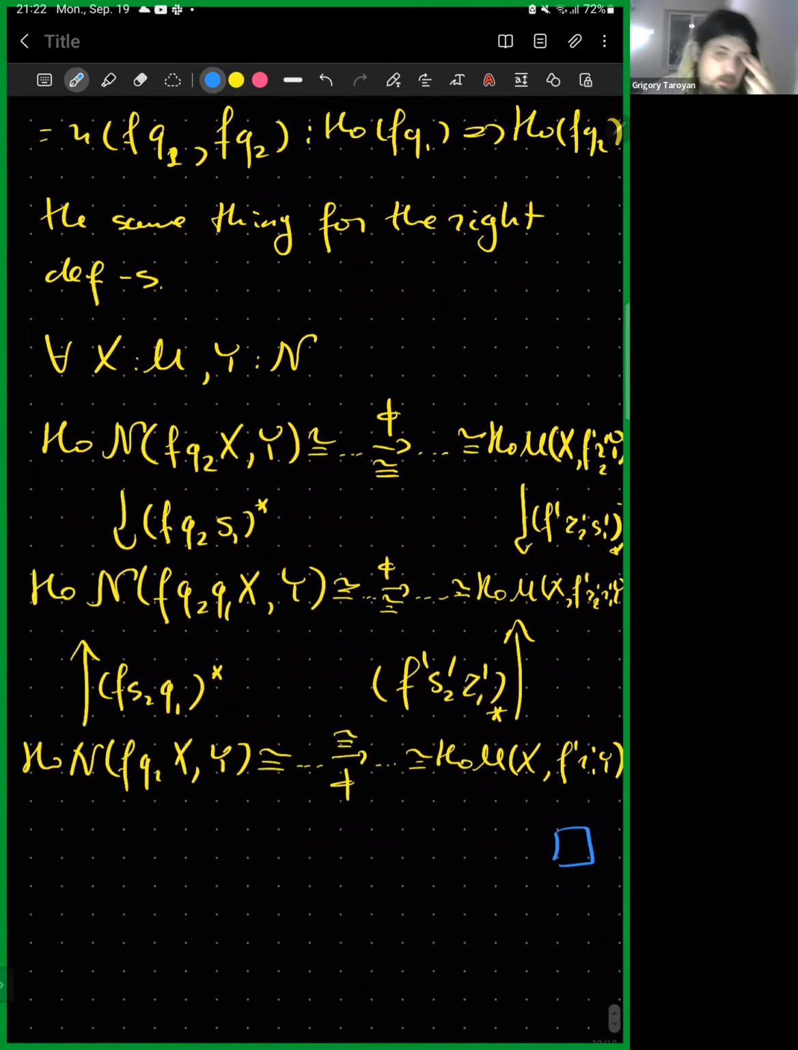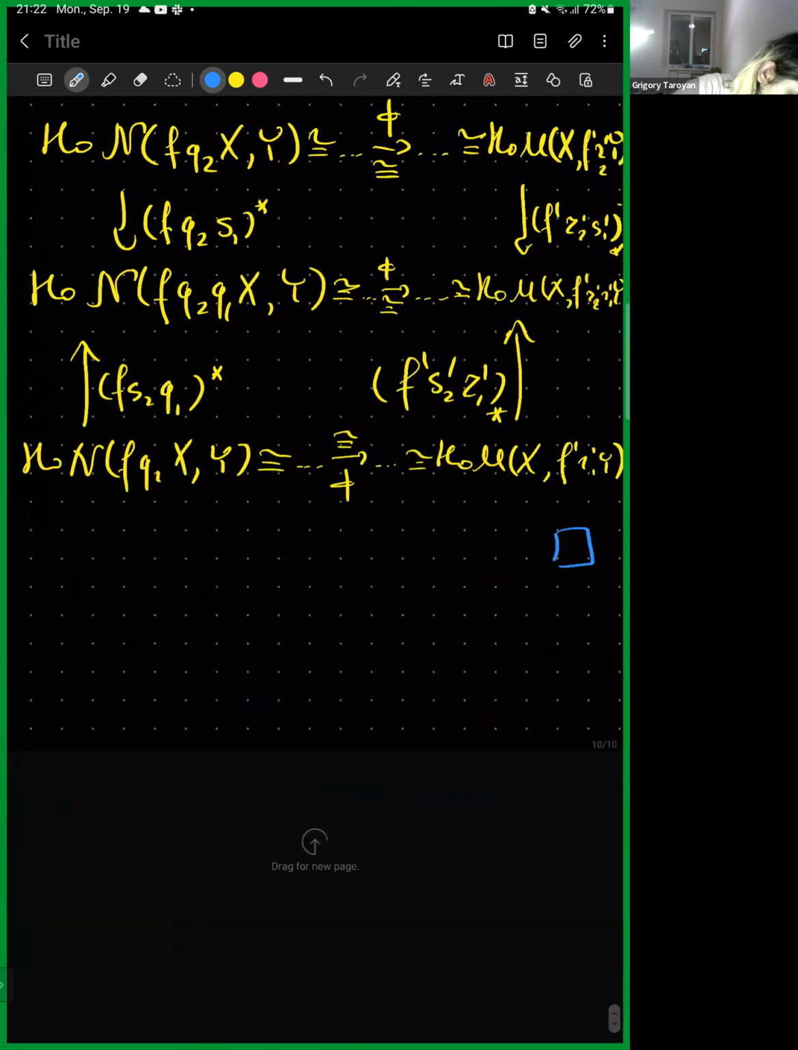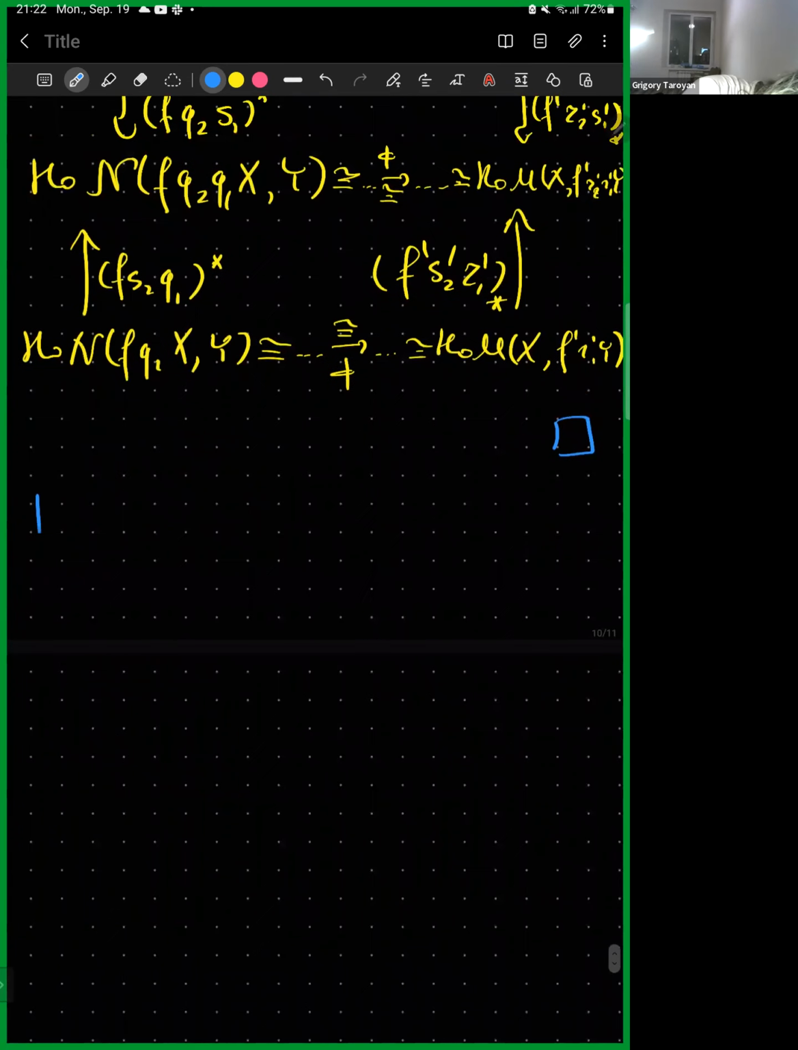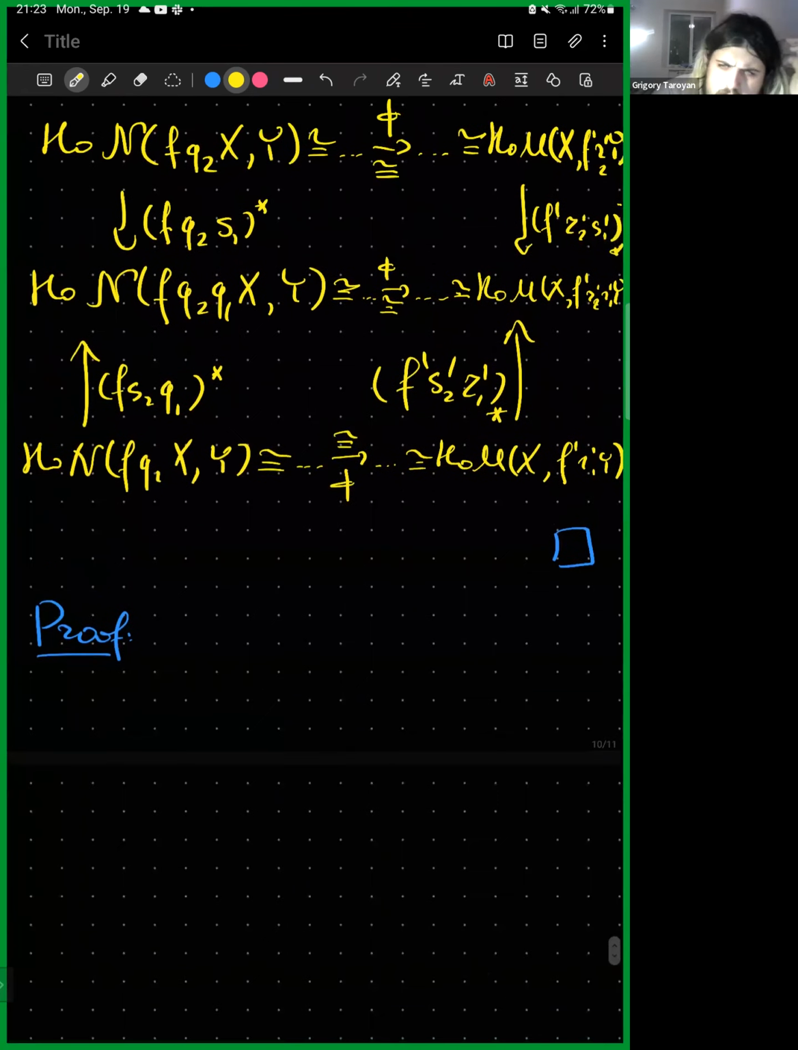Okay. So now let's prove the second proposition, which states that the composition of derived adjunctions is the same as the derived adjunction of the composition. As we established just a moment ago, it is sufficient to consider only one pair of right and left approximations.